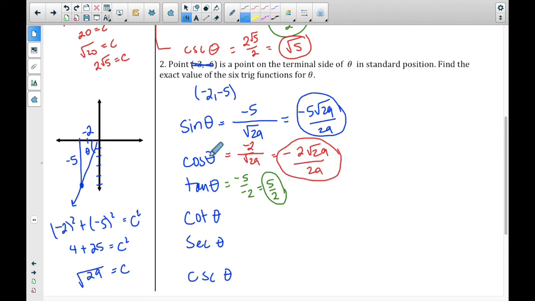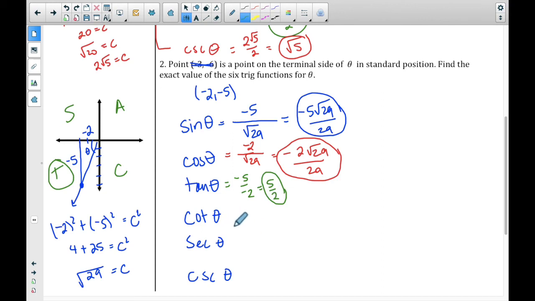Let's go back for just a second to All Students Take Classes. And this All Students Take Classes, what I was talking about on the other side, tells us when they are positive. In this quadrant, this third quadrant, the T, that's the tangent, is positive. Everything else is negative. If we look at our work, look, negative, negative, positive. We're correct. We're good on our signs. We've stuck with what we need to do.